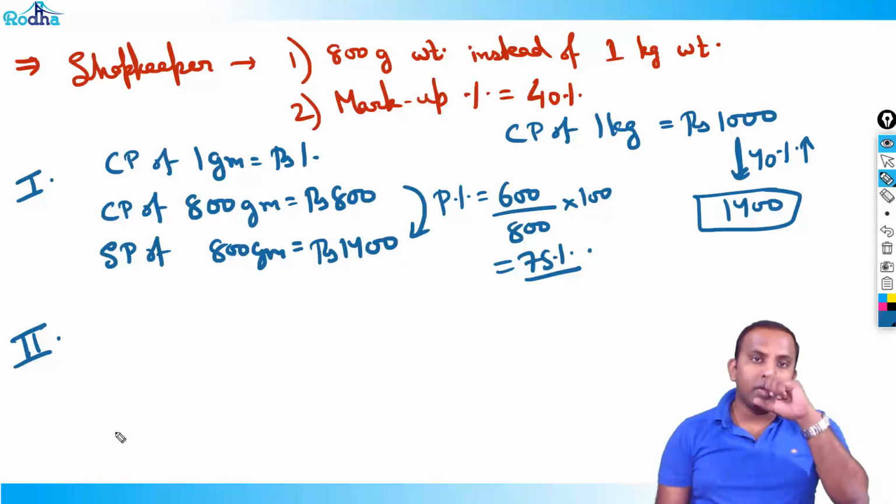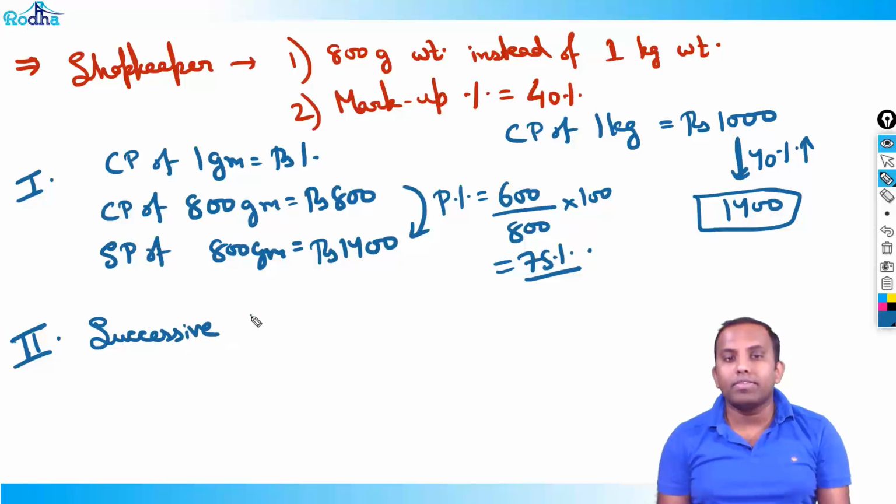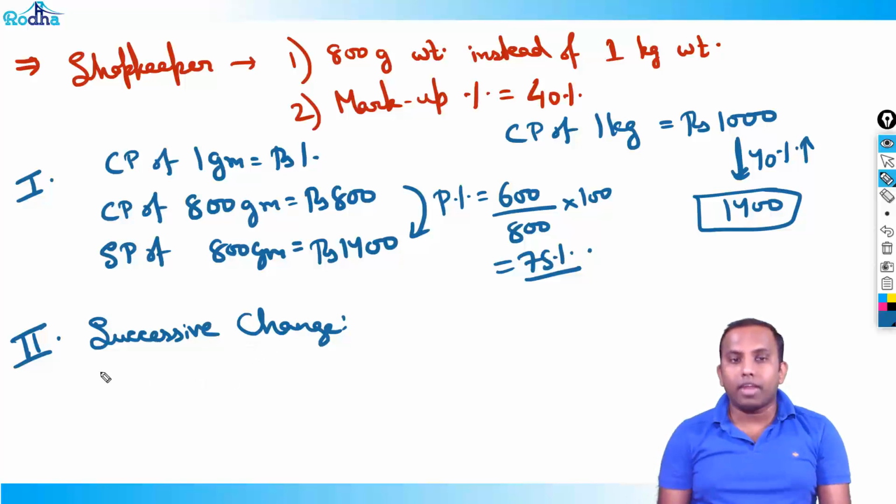Correct? Now, the second way to do it is successive change. Right? This is a very important funda. Second way to do it is successive change. Now see, successive change you can do directly. Assume the cost price to be 100 and see what changes happened, right?